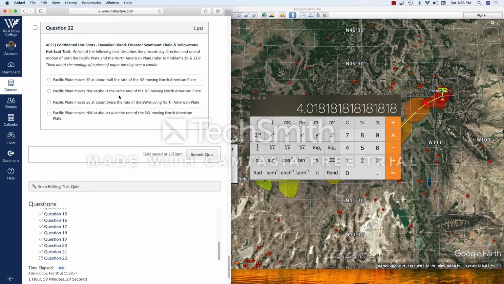Now, the last question is, what's the relationship between the Hawaiian seamount hotspot and the Yellowstone one? So the Pacific Plate is moving northwest, about twice the rate of the southwest. Yeah, so this is the correct answer there. So anyways, I hope that helps out there. Well, let's see what we did here. We'll submit the quiz.